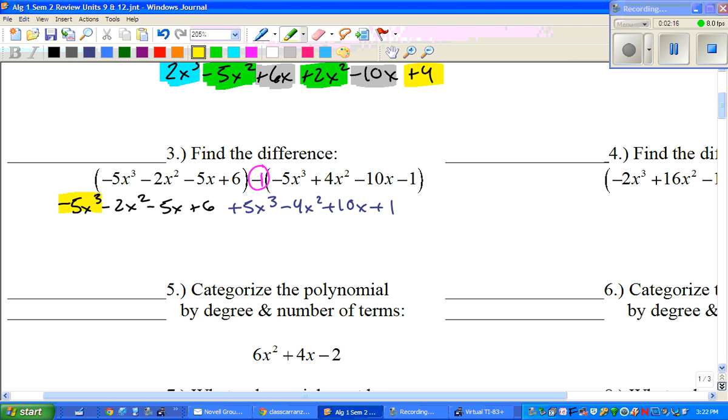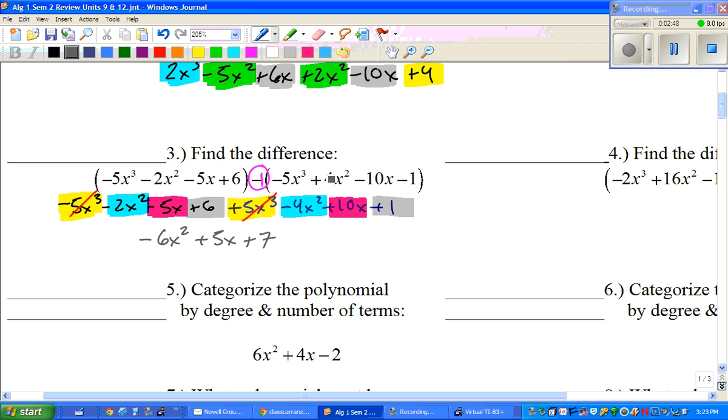Okay? So let's find things that are the same. Negative 5x cubed and positive 5x cubed, those guys actually cancel each other out. Squared and squared is going to give us negative 6x squared. Negative 5x and 10x, that gives us a positive 5x. And finally, 6 and 1 gives us positive 7. And can we combine any of those? We can't. So that's our final answer.